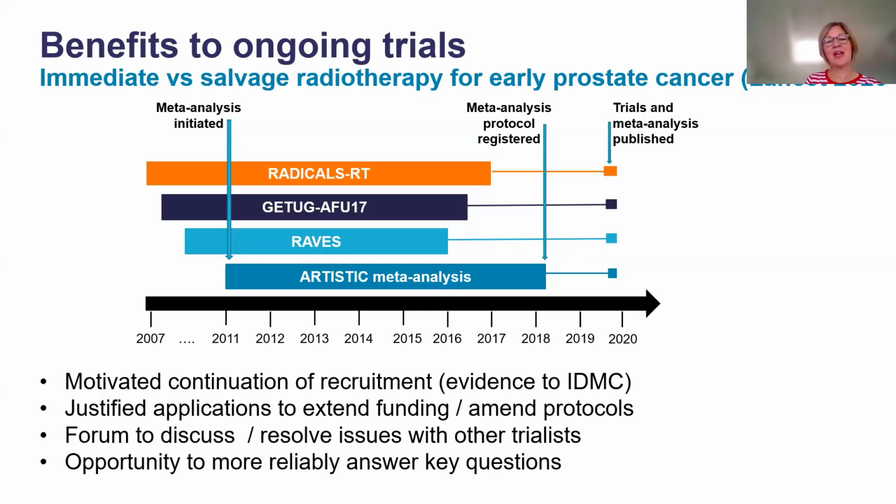So what this prospective and collaborative approach helped with was continued recruitment. The trialists could justify to their IDMCs and to their funders. It gave us a forum to discuss what this early outcome should be and how to define it with trialists, and also the opportunity to more reliably answer the key questions. I mean, this is an ongoing collaboration.